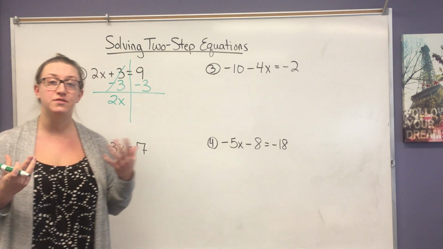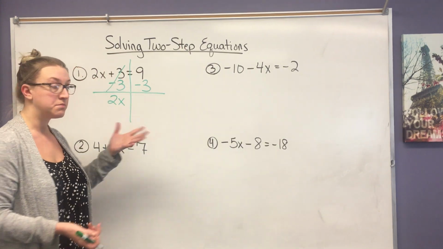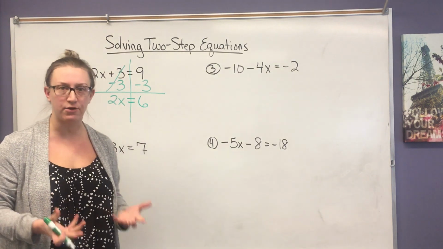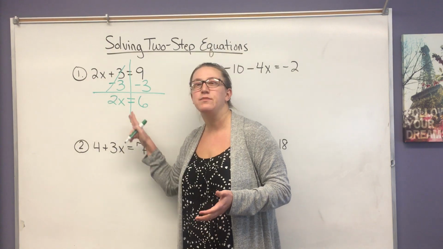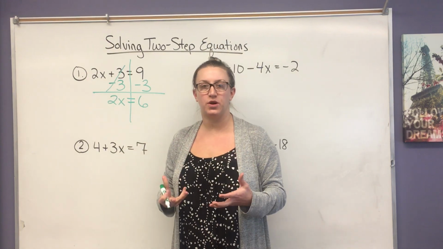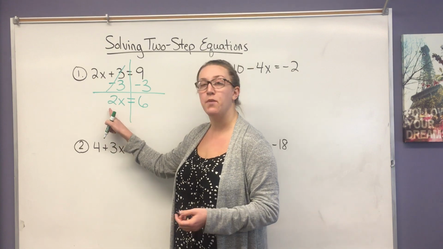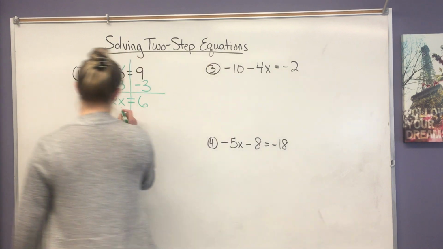Now I just have to do simple math. 9 minus 3 is 6. Do not forget to bring down your symbol. Now I notice that I have 2 times x, and the only way to undo multiplication is to divide. So since I'm multiplying by 2, I am going to also divide by 2.